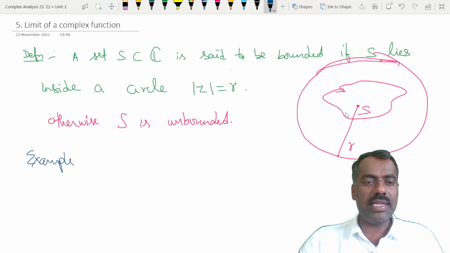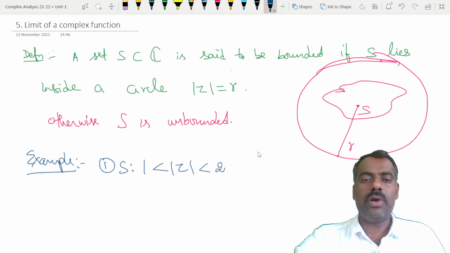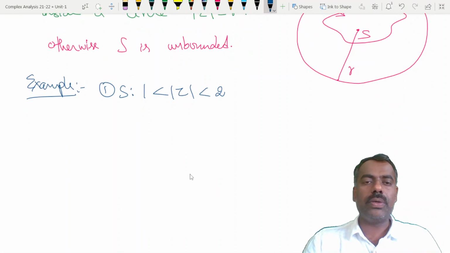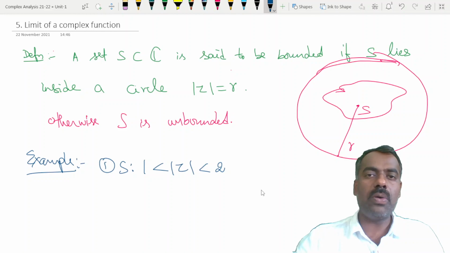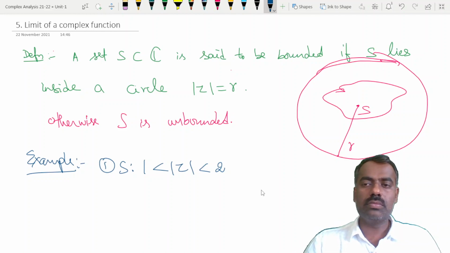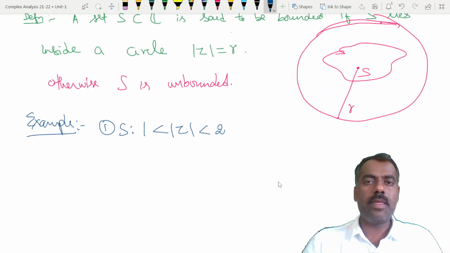So if we quickly take some example, take mod Z. S is such that all points of S are points whose absolute value is bigger than 1 and less than 2. Can it be a bounded set? Is this set bounded? Yes, sir. Why?